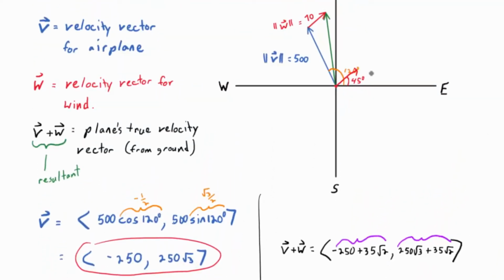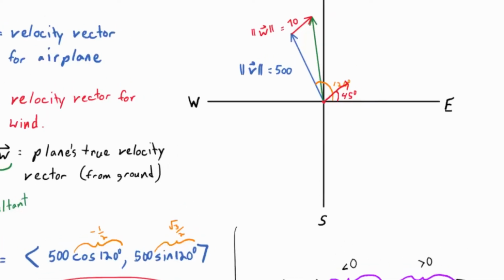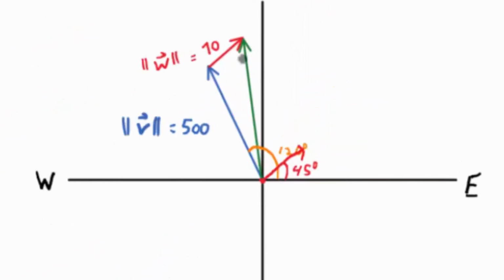It looks like from our picture we should get a little bit of a tailwind. So we should be going a little faster than 500 miles per hour. That does make sense. Now, you can see from the components that the first component is negative, right? The second component is positive. So my picture is right as far as which quadrant the resultant vector is in. It's in the second quadrant.